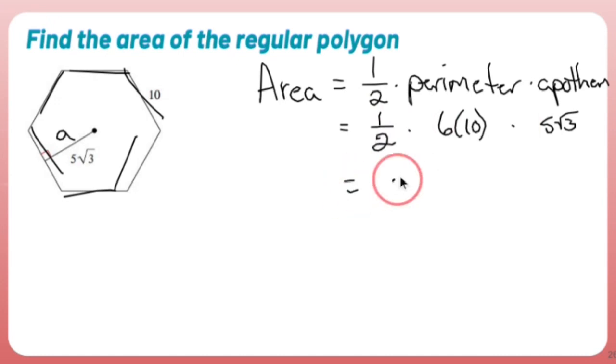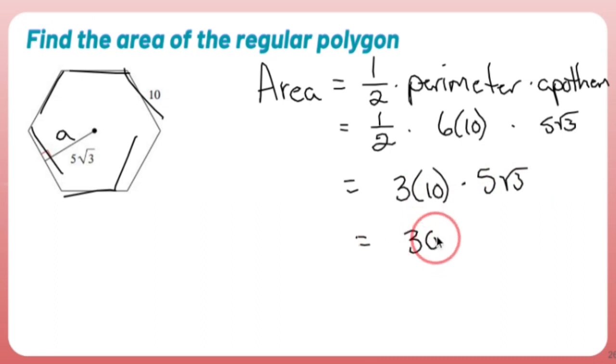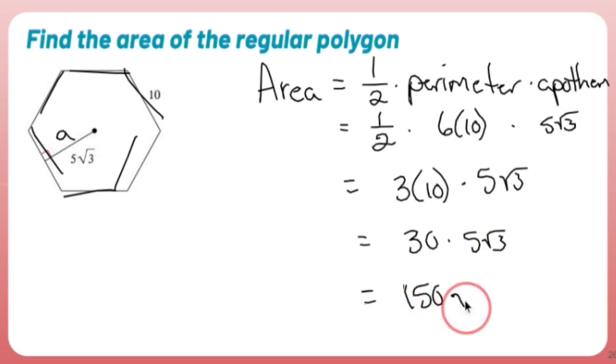1/2 times 6 is 3. So I have 3 times 10 times 5√3. 3 times 10 is 30. So 30 times 5√3 is going to be 150√3.